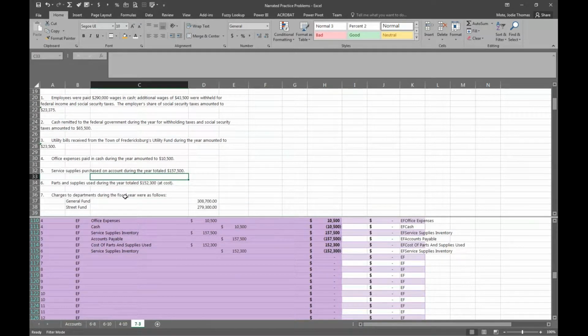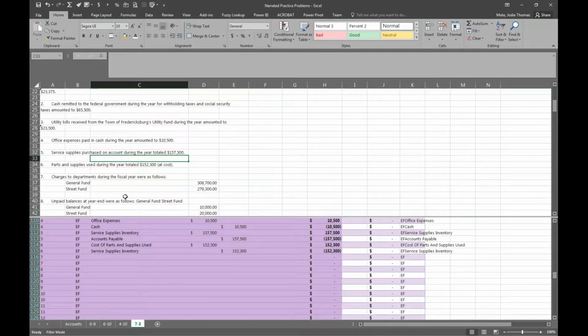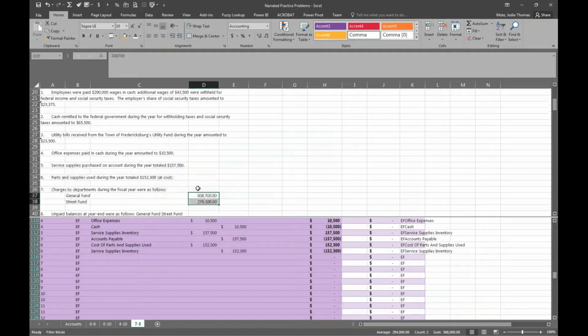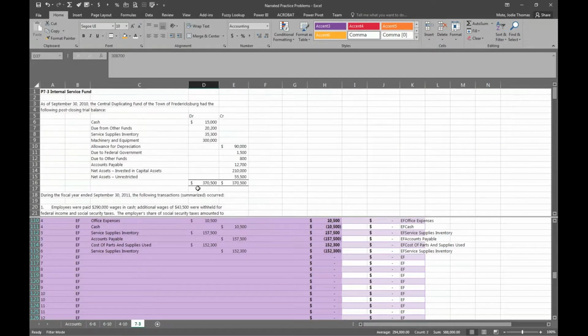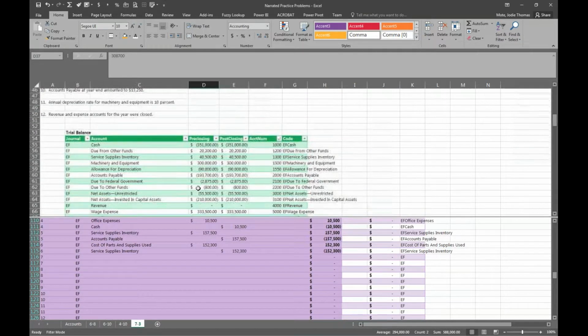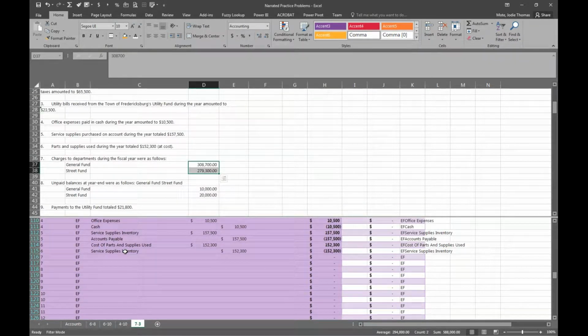Changes to departments during the fiscal year were as follows. Charges to departments. So we're charging these other funds for our services, and so we are collecting revenue here. And let me make sure I got it. It's just called revenue on this.